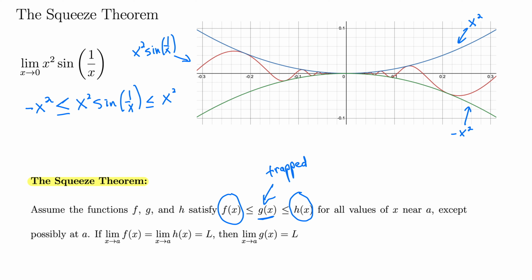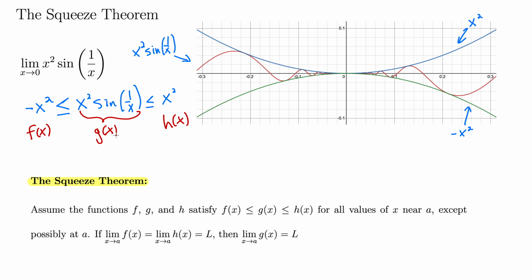Okay, so back to our theorem. We have f of x less than or equal to g of x less than or equal to h of x. Well, in our case, our negative x squared is our f of x. Our positive x squared is our h of x. And the one trapped between them is x squared sine 1 over x. That's our g of x.